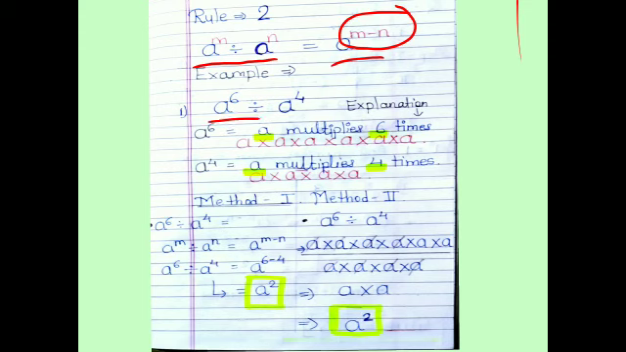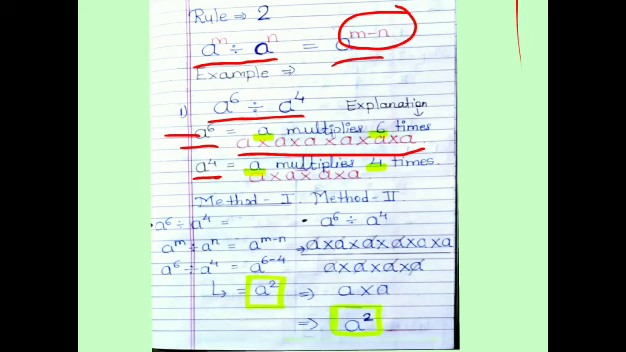Here one example is given to you: a raised to 6 divided by a raised to 4. The explanation: a raised to 6 means a is your base and 6 is the index. It means a number is multiplied to itself how many times? Yes, 6 times. So we multiply a 6 times: a into a into a into a into a into a. Which number is multiplied? a. So a is the base and 6 is the index.